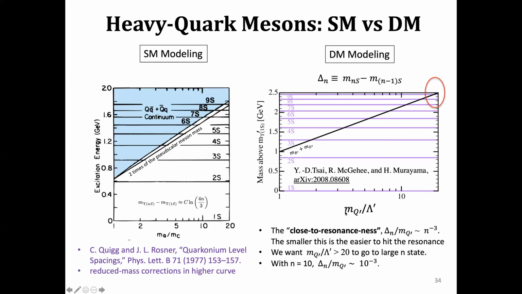MQ is the mass of the heavy quark. And then you can change your MQ over lambda to go on this curve. But notice that MQ over lambda first has to be much larger than 1. That we kind of understand because this is a heavy quark. But not only that, you also want it to be quite large.